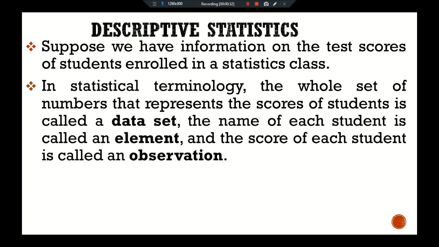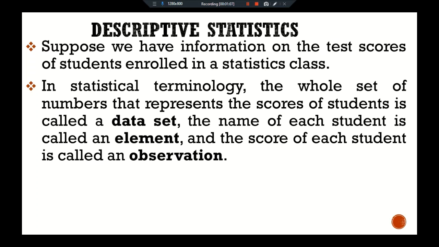In statistical terminology, the whole set of numbers that represent the scores of students is called a data set. The name of each student is called an element, and the score of each student is called an observation. A data set in its original form is usually very large. Consequently, such a data set is not very helpful in drawing conclusions or making decisions.